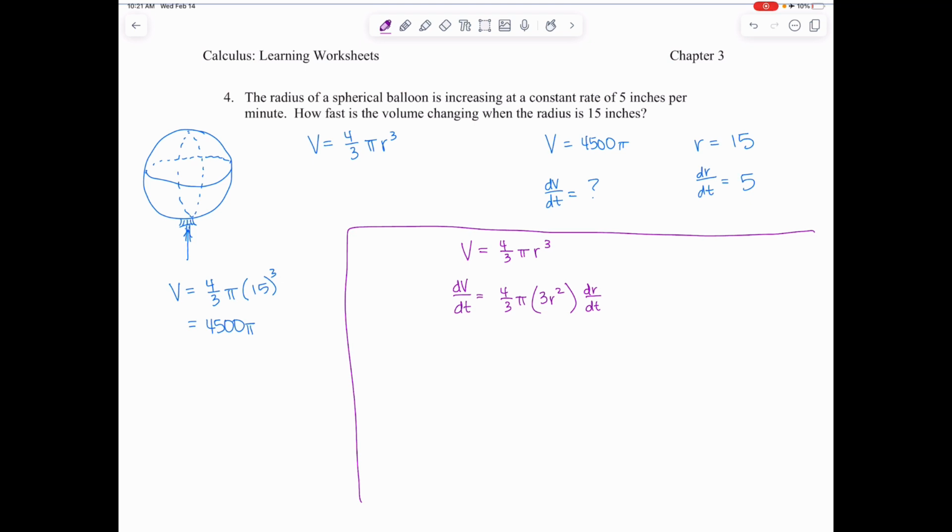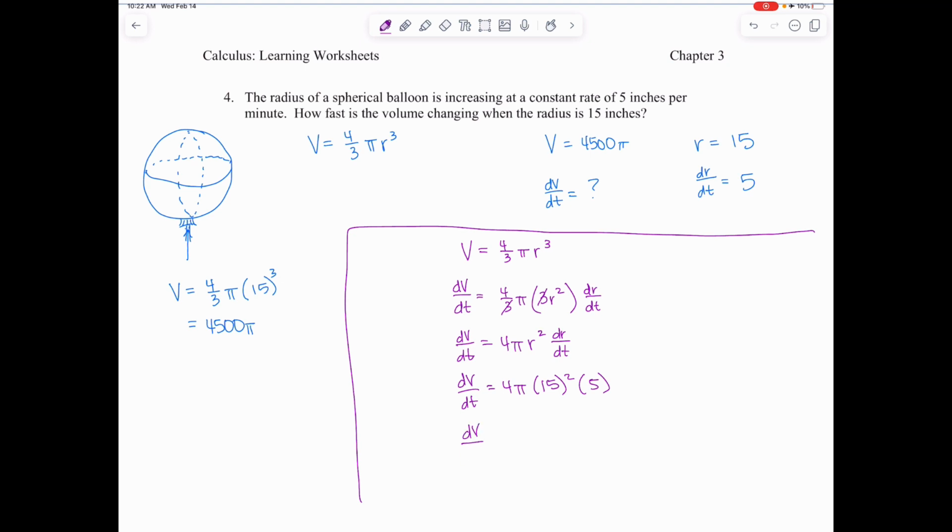Okay, so let's clean this up a little before we plug in. dv dt, 3 divided by 3, so we will have 4 pi r squared dr dt. Let's plug in what we know. dv dt is our unknown. 4 pi r is 15 squared. dr dt is 5. So we have 4 times 15 times 15 times 5. We've seen this before, haven't we?